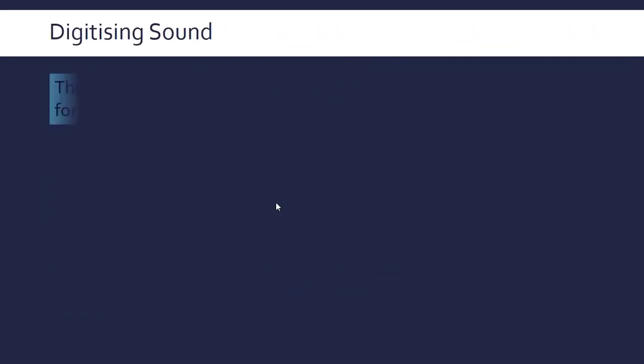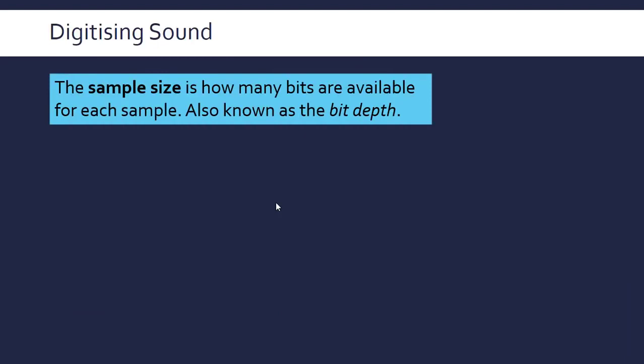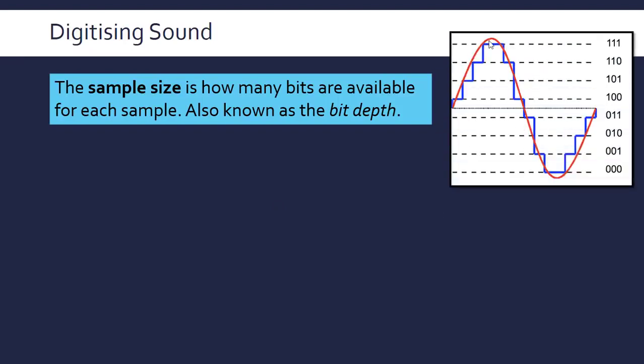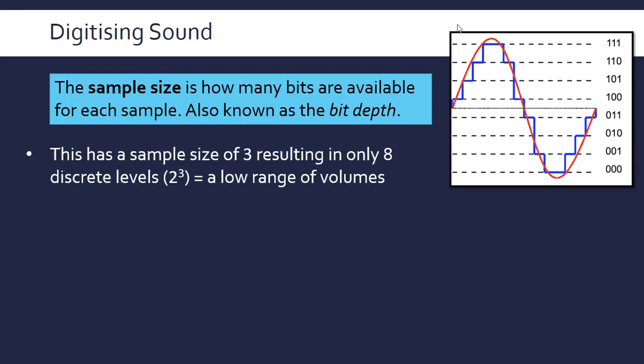Another definition you need to know is the sample size, and this is how many bits are available for each sample, and this is also known as the bit depth. This is basically the same concept as the colour depth for images. So how many bits can we allocate for each sample? In this example, we've got the analog wave in red and our digitized wave in blue, and ignoring the sampling frequency, this is much more about the y-axis as opposed to the x-axis being time.